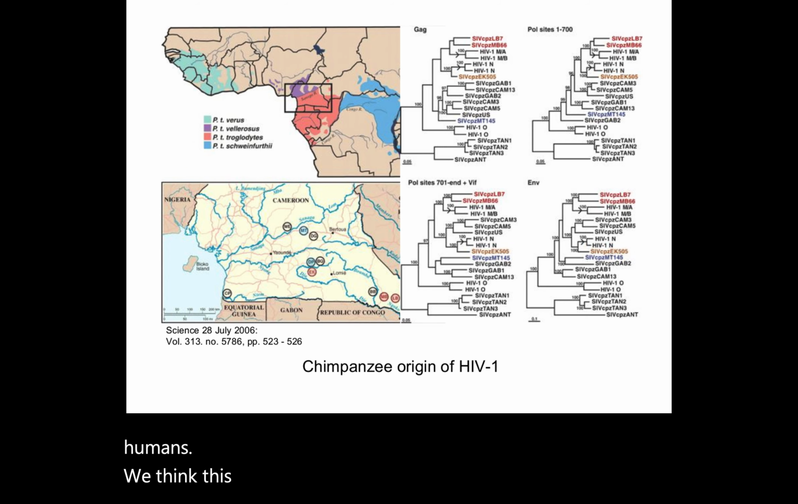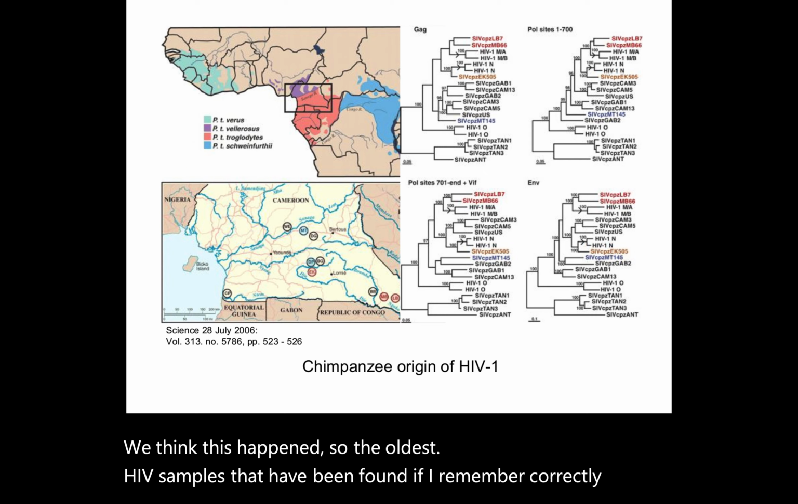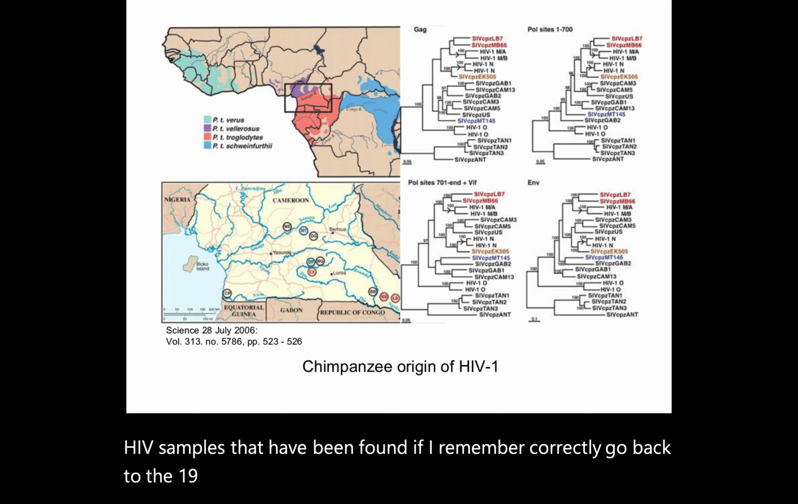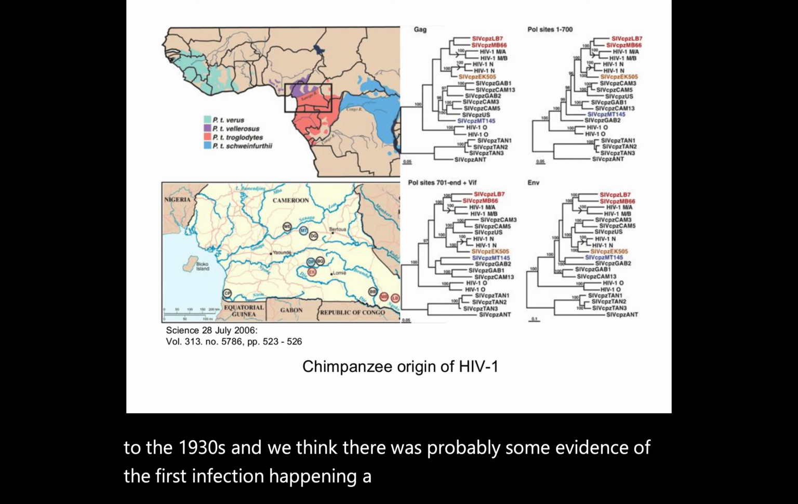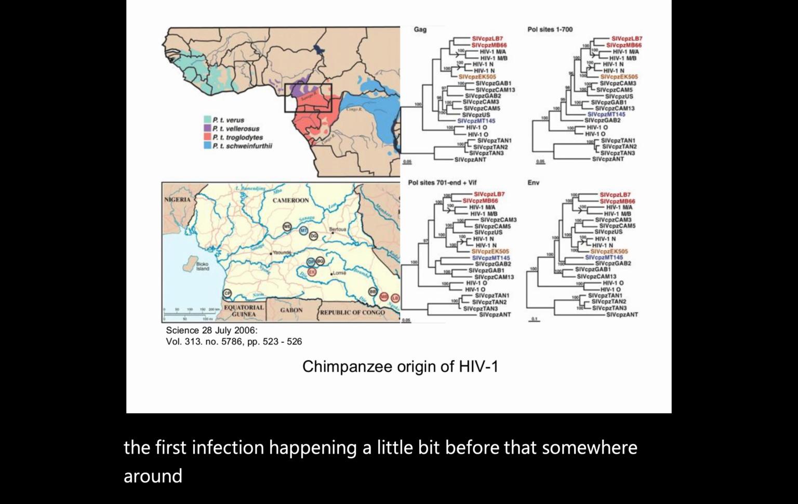So the oldest HIV samples that have been found, if I remember correctly, go back to the 1930s. And we think there was probably some evidence of the first infection happening a little bit before that, somewhere around the turn of the last century, I think 1900-ish. At that time, there was a lot of development in this area.